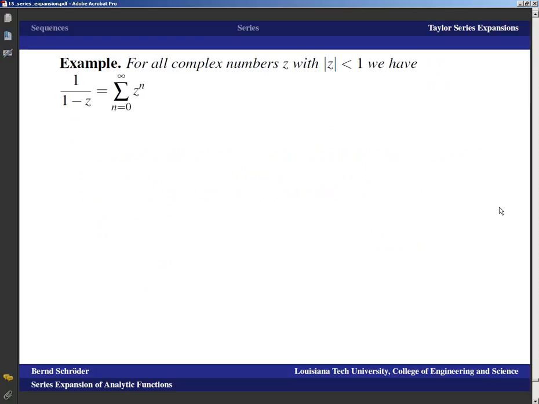Finally, I think at least finally, for all complex numbers with z absolute value smaller than 1, we have 1 over 1 minus z being the sum of z to the n. Well, that was an earlier example, so that's not the end of this one.